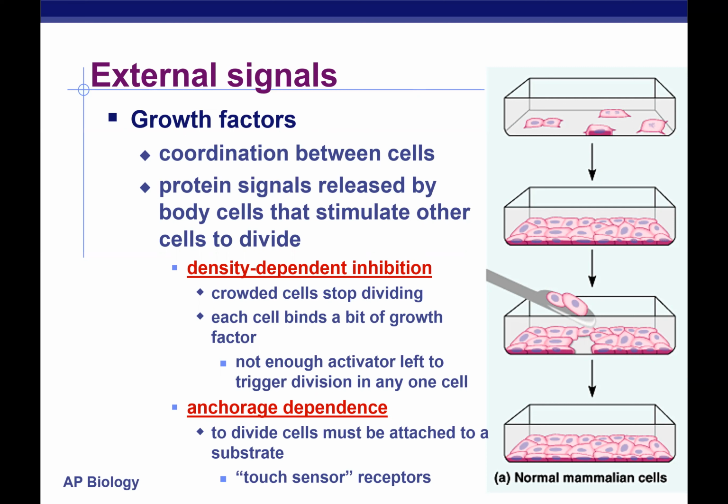The second property they show is that they are anchorage dependent. The dividing cells need a substratum to attach themselves to, in normal cells. So normal cells show these two properties, density dependent inhibition and anchorage dependence. And this is because of the touch sensors. All cells have touch sensors, which give them signals about whether they are touching some substratum or not. So to conclude this part, what I have tried to make you understand is how a normal human cell behaves inside the body with respect to dividing.